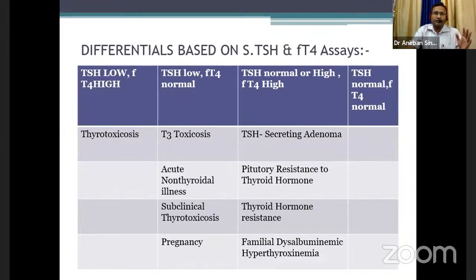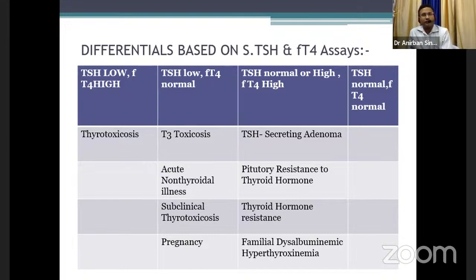TSH is low, that is thyrotoxicosis. In T3 toxicosis, T4 may be normal, but TSH is low. When only the T3 is elevated, it could be T3 toxicosis, it could be acute non-thyroid illness, it could be subclinical thyrotoxicosis, and as I said, it can present like this. You need to remember that because not all patients are classical or easily documented.